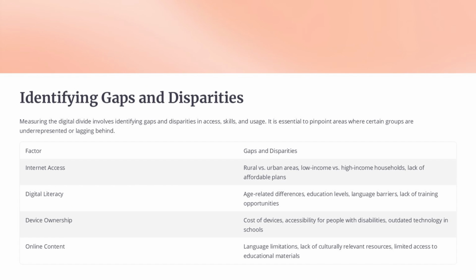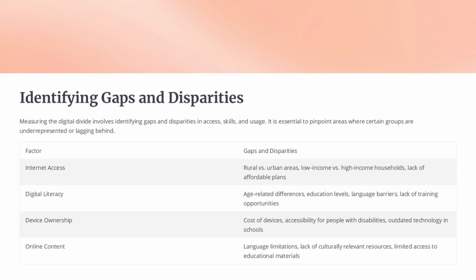The digital divide involves gaps and disparities in access, skills, and usage of digital technologies. It's important to identify these gaps to understand where certain groups are being left behind. Some key areas of disparity include internet access, differences between rural and urban areas, low-income and high-income households, and lack of affordable plans. Digital literacy, age-related differences, education levels, language barriers, and lack of training opportunities.